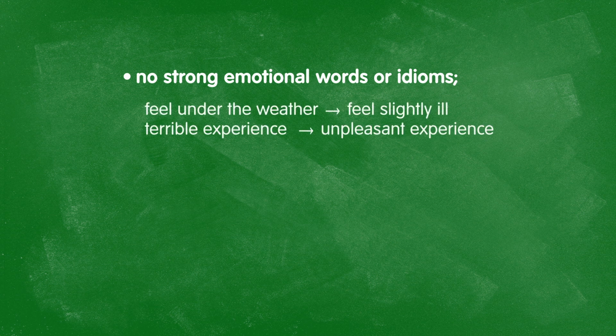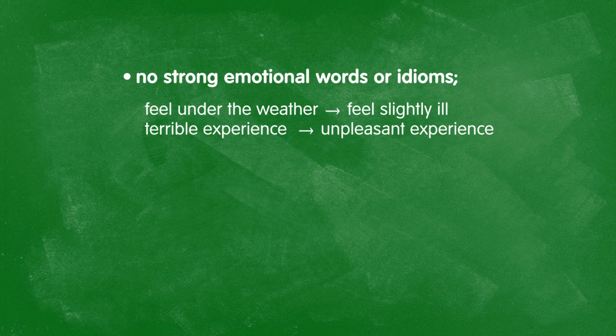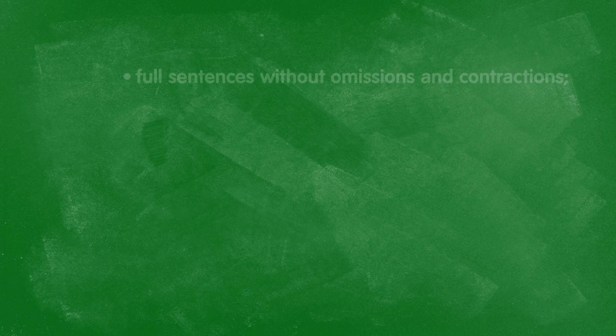Next, be sure not to use any strong emotional words or idioms. For example, if I'm writing formally, I should never say, I felt under the weather, because that's an idiom. It's more casual. I should say that I felt slightly ill instead. And instead of saying a phrase like terrible experience, I should temper it. I should make it less. And I should say something like an unpleasant experience instead. As such, when you are reading formal letters, you should understand that words like unpleasant experience may be much stronger than they are written literally.